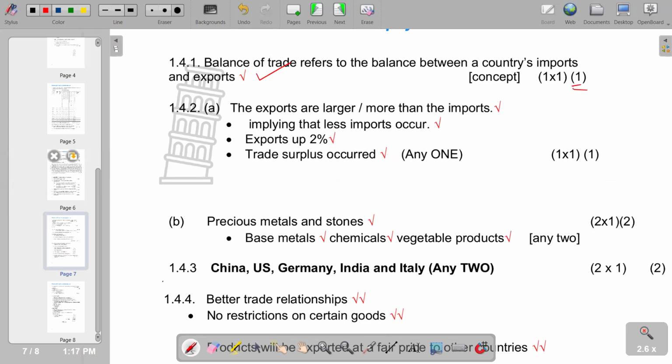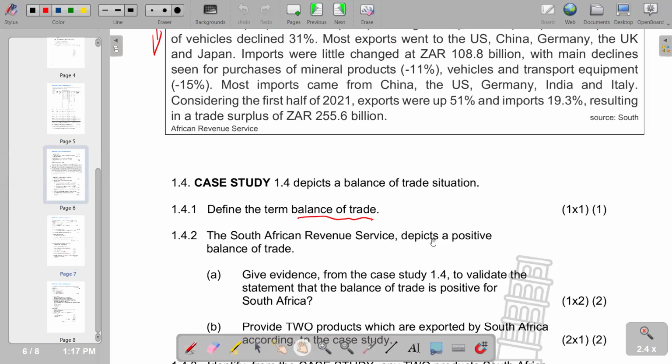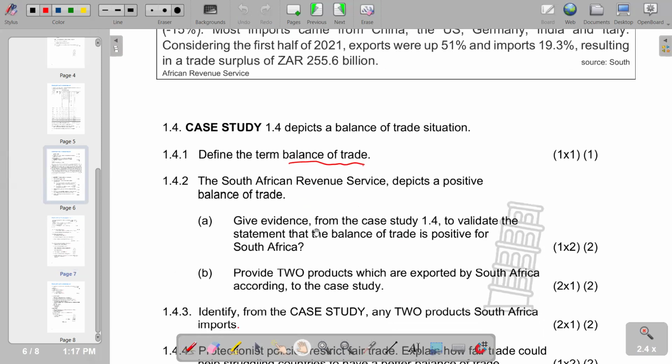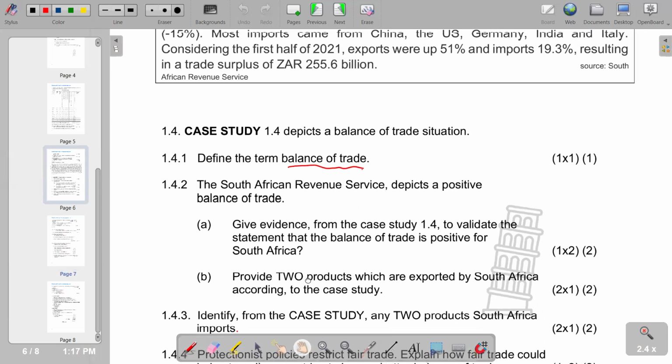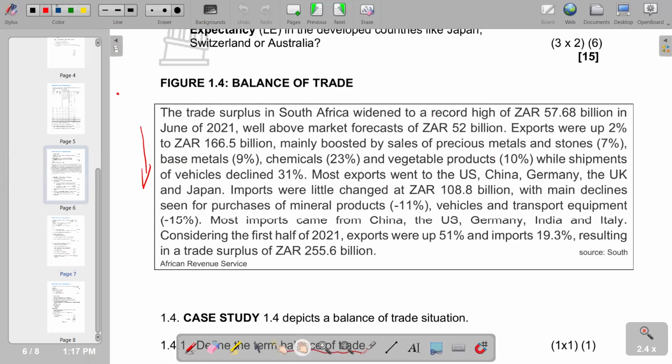So going to the next question, it reads, South African Revenue Service depicts a positive balance of trade. And then our first question reads, give evidence from case study 1.4 to validate the statement that the balance of trade is positive for South Africa. So we are going to go through the case study that we are given and try to identify evidence that is showing that there's a positive trade balance.